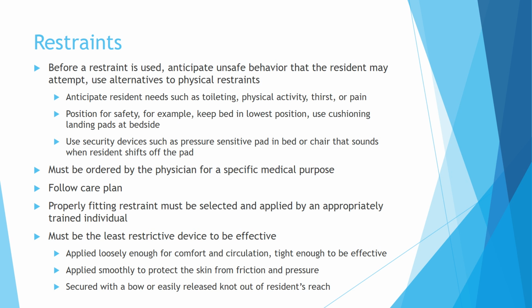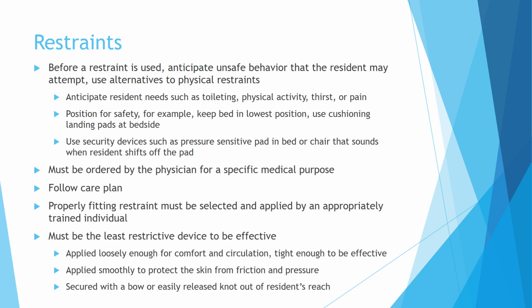Before a restraint is used, anticipate unsafe behavior that the resident may attempt. Use alternatives to physical restraints. You need to anticipate the resident needs such as toileting, physical activity, thirst, or pain. Position for safety. For example, you want to keep the bed in its lowest locked position and use cushioning landing pads at the bedside.